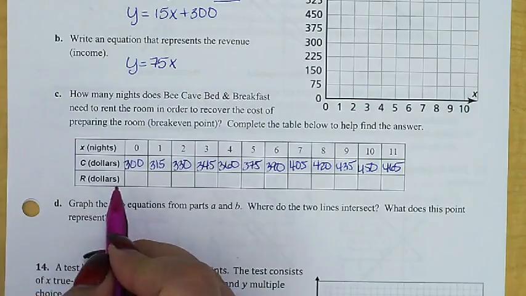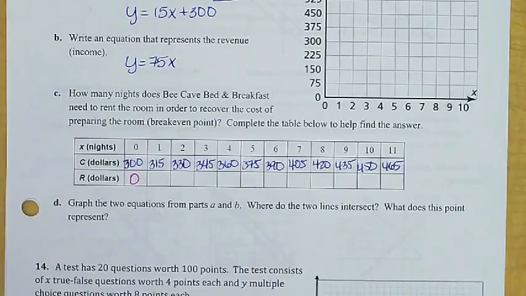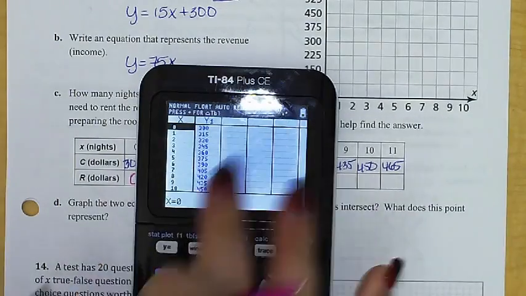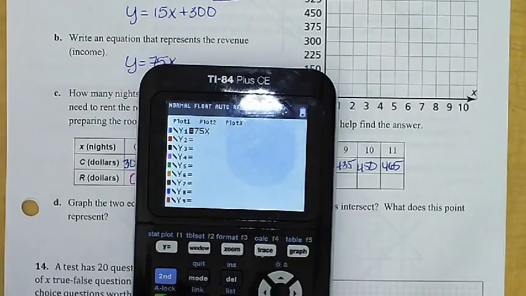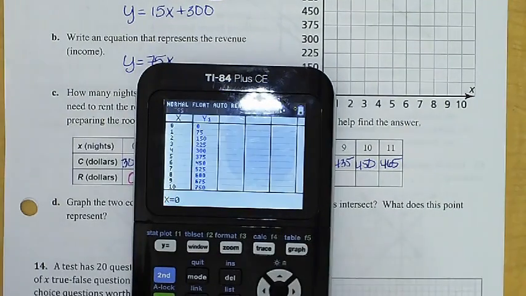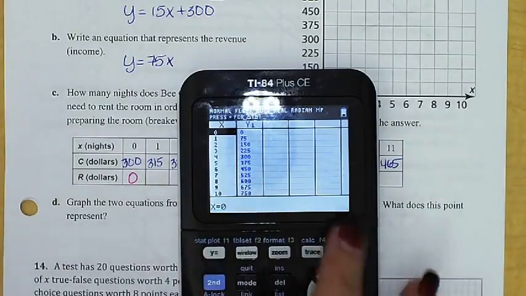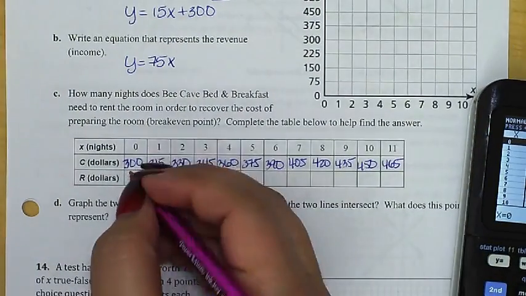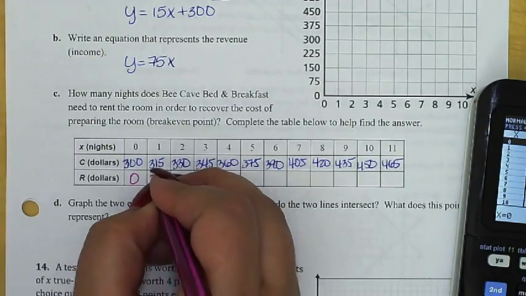Now, revenue is what they're making. So if they don't rent the room ever, they make no money whatsoever, right? Okay, and again, you could put this in your calculator if that helps. You could clear this one out and just put 75x. But we know that this is increasing by 75 every night. So if you don't rent it, you don't make any money. If you rent it 1 night, you make $75.